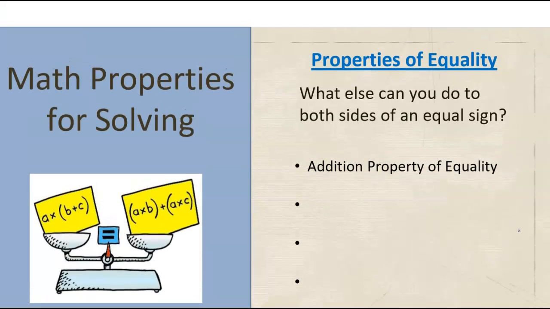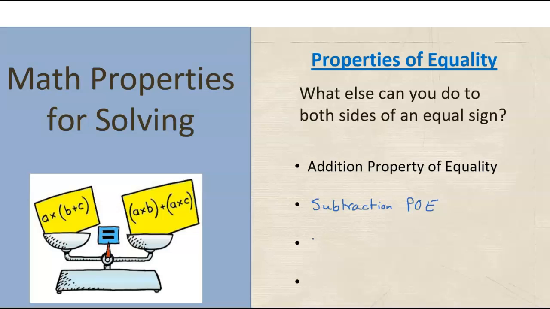So what other properties of equality can you think of? What else can we do to both sides of an equation? We can add to both sides. What about subtract? Does that work? It sure does. We have a subtraction property of equality, which I will abbreviate as POE, so I don't have to write that all out every time. What else can we do to both sides of an equal sign?